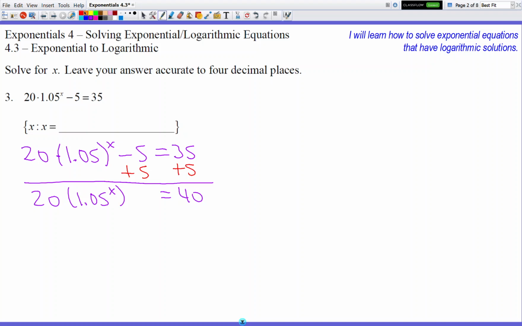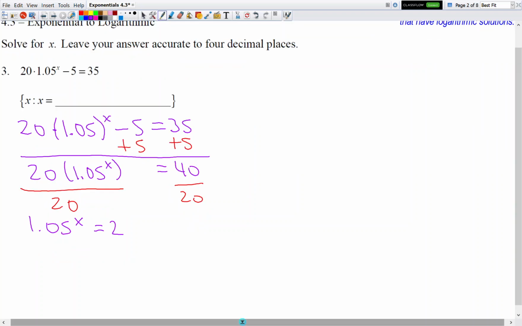So next I want to get rid of the 20, so next I'm going to divide by 20 on both sides. And then I get 1.05. And since there's nothing surrounding the 1.05, I can just get rid of that parentheses, and then equals 2. So now this problem looks exactly like the ones that we just came from on the previous slide, right? Where I can call the 1.05 my base, x is my exponent, 2 is my answer. So it's now pretty much turned into the problem we just came from on the previous slide. So I'm going to rewrite the form. I'm going to go x equals log of the base, which is 1.05, of the answer.